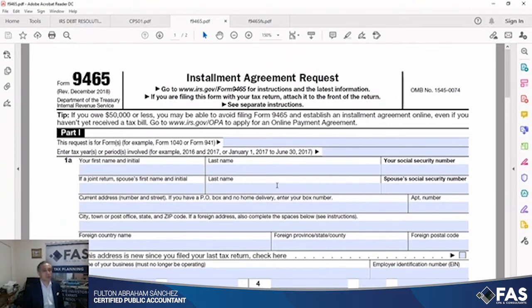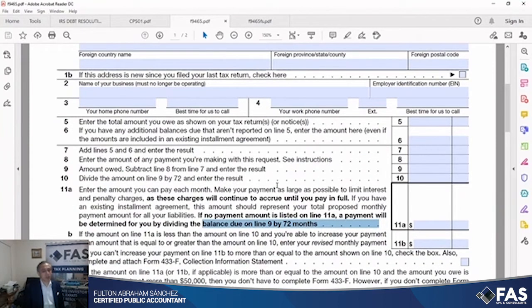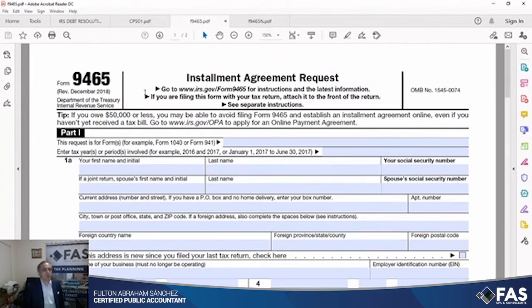You just need to remember that the longer you pay, the higher the interest rates that will be applicable to your debt. The longer you pay, the more interest you will also pay with your installment agreement. The Form 9465 has to come with the same information as on your tax return.